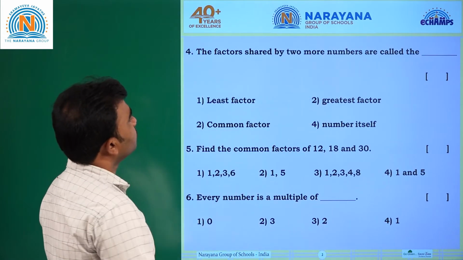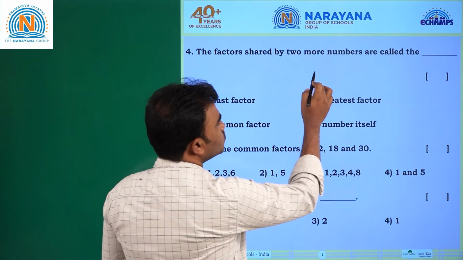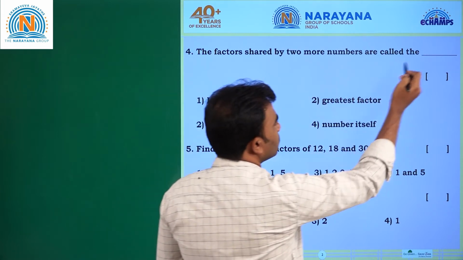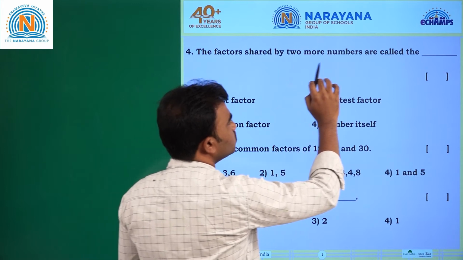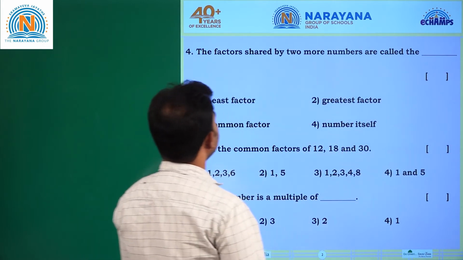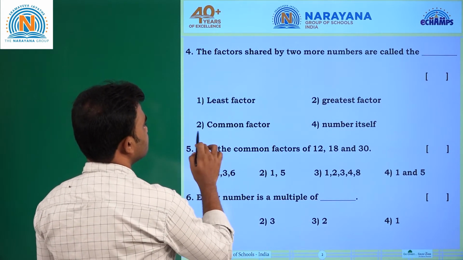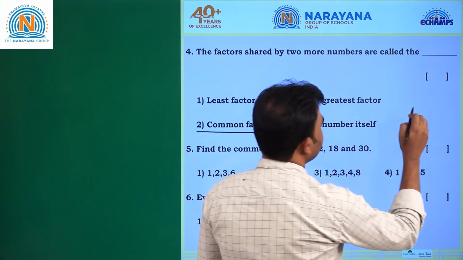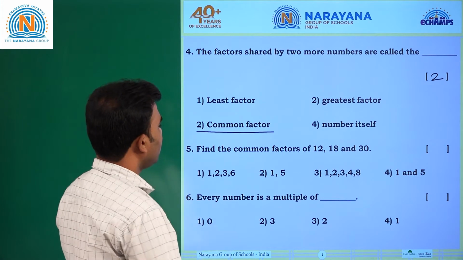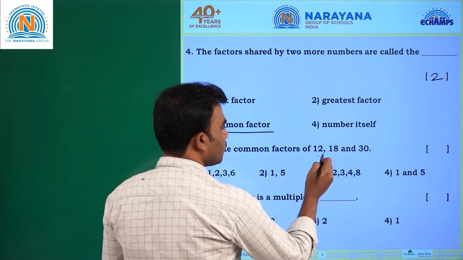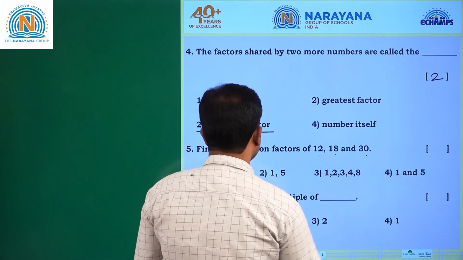Next one. The factors shared by two or more numbers are called dash. The factors shared by two or more numbers are called the common factors. So, option 2 is our answer. Find the common factors of 12, 18 and 30.